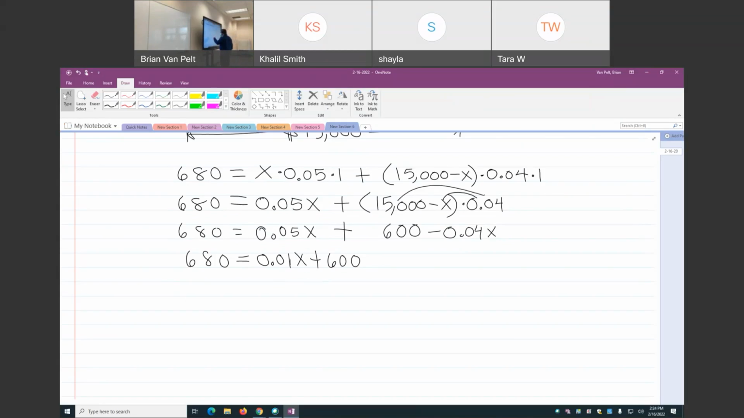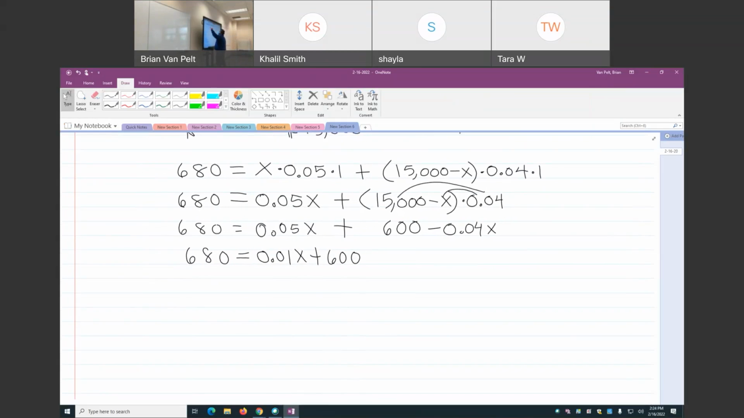Subtract 600 from both sides. So I got 80 equals 0.01x. What should we do now? Divide by 0.01. I don't know if you know this, but that means to add 2 zeros to 80. 8,000 equals X. Well, once you know X, you know both of them, don't you?